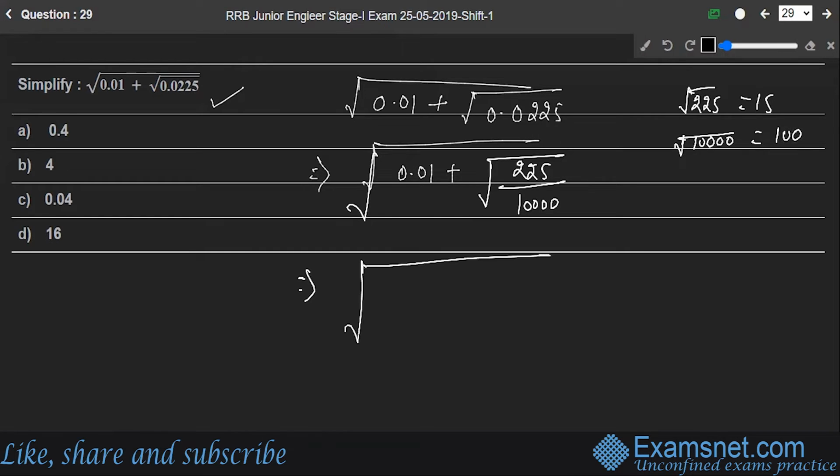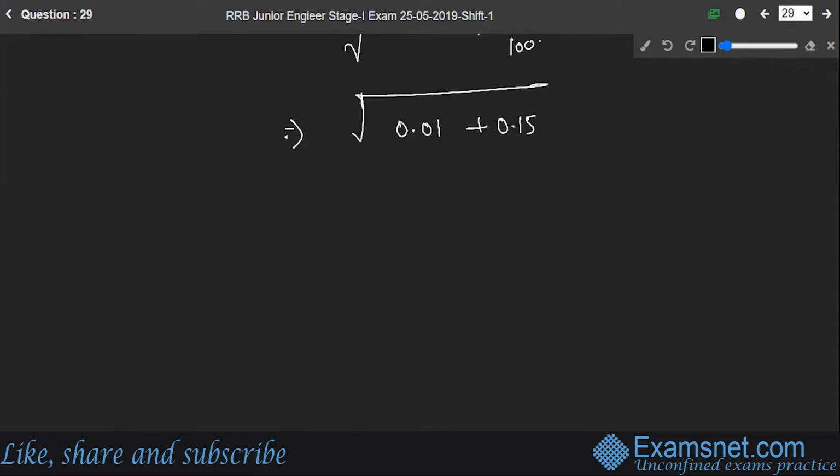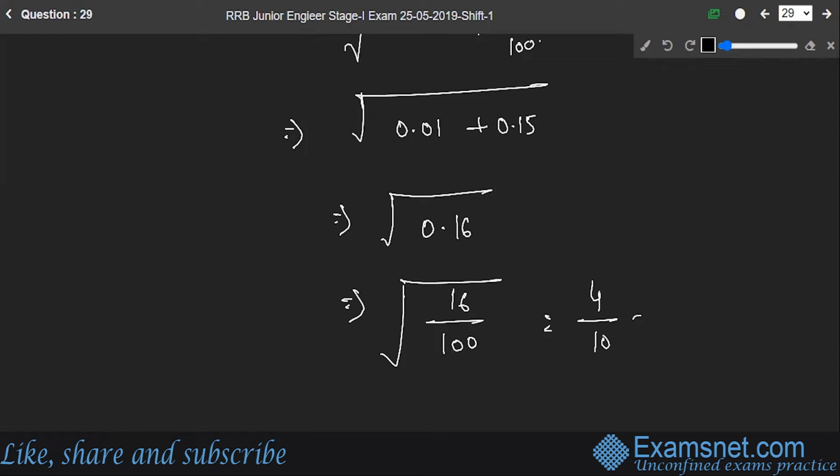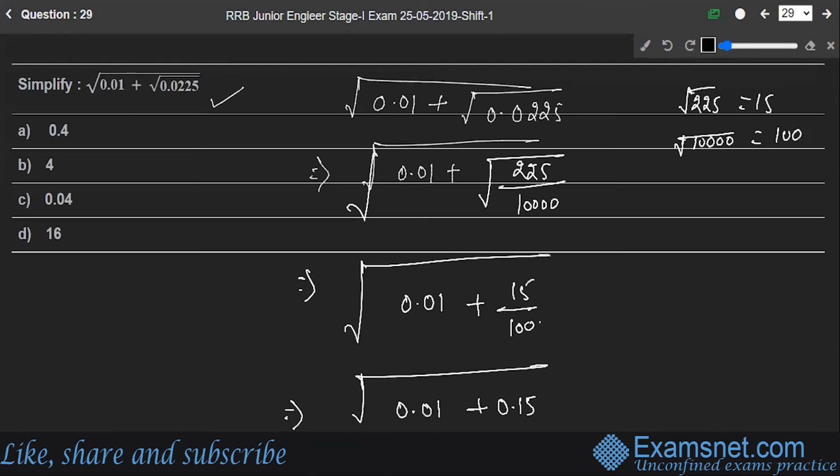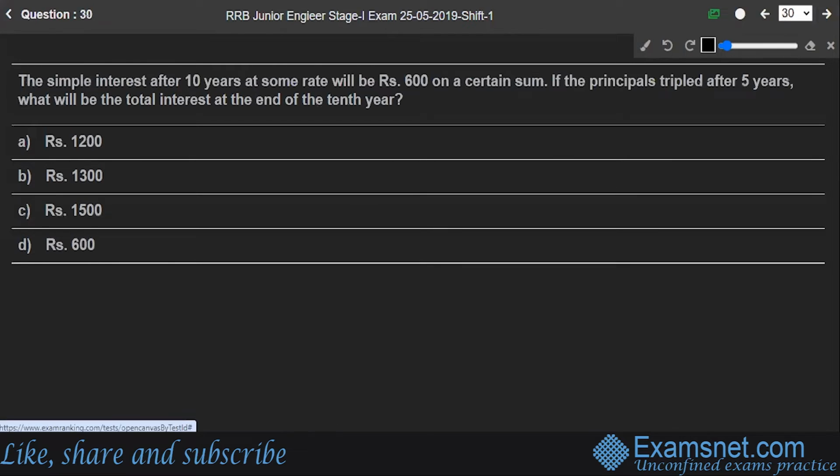So this makes it 0.01 plus 15 upon 100, or this is equal to 0.01 plus 0.15, or this is 0.16. Further, it can be written as 16 upon 100, which is equal to 4 by 10, which is equal to 0.4. So here it is. You have first option as the correct answer. Hope you understood that. Let's move to the next question, number 30.